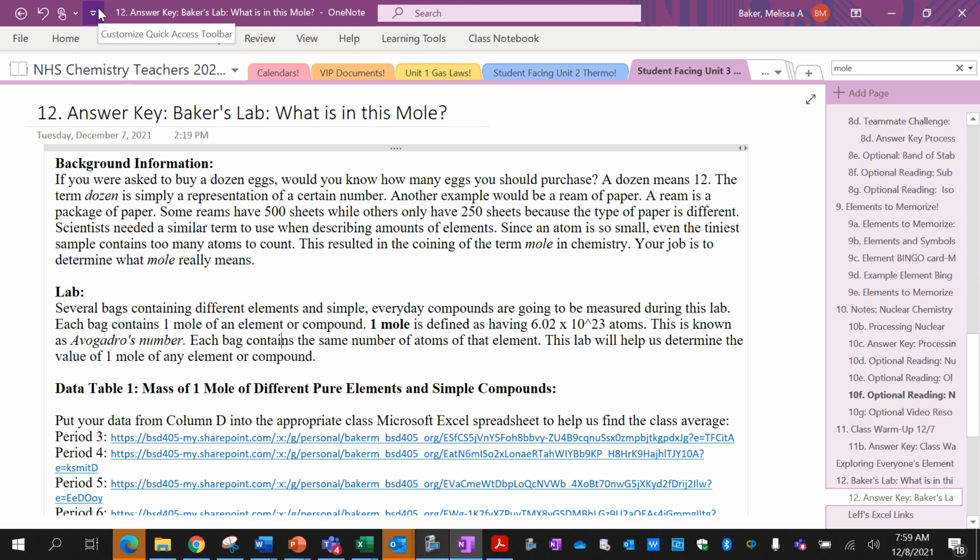And another example would be a ream of paper. A ream of paper is usually 500 sheets of paper. So we, as scientists, needed something to describe things that were so tiny, it was just so many to count. So they came up with the mole. And they decided, okay, how about a mole represents 6.02 times 10 to the 23rd atoms. Okay, it's called Avogadro's number.